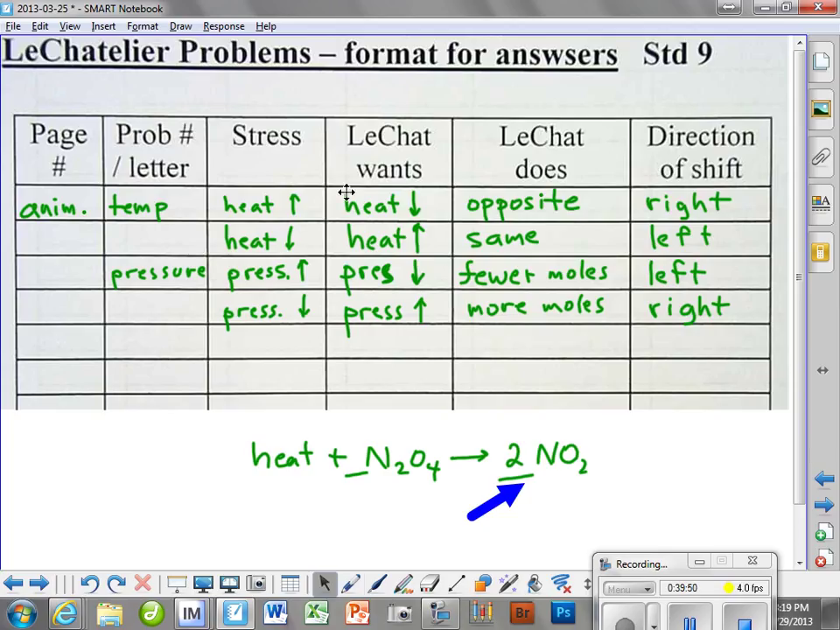And that's it. I hope this is going to be a big help to you. LeChat can be very confusing, but with this chart, it should be relatively easy for you.